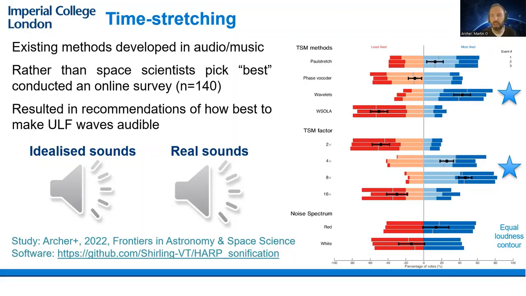And rather than just a small group of space scientists picking what we thought was the best, we thought it was better to actually conduct a survey of experts and stakeholders and ask them what they think is the best. So we did that last year. And you can see the results on the right hand side. So we picked out the method that we should choose, the amount of time stretching that we should use, quite how we should normalize the volume, etc. And now we have these recommendations on how best to make these magnetospheric ULF waves audible.